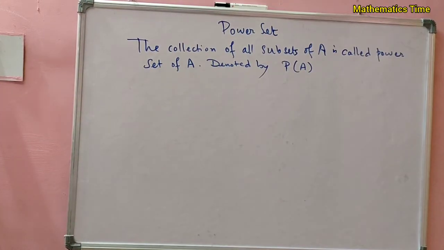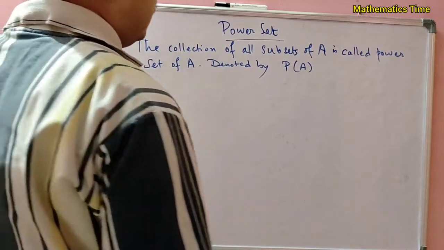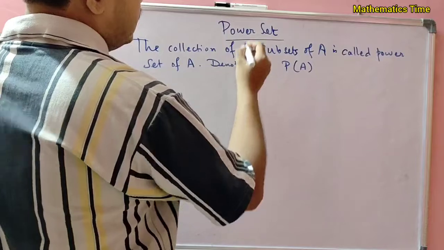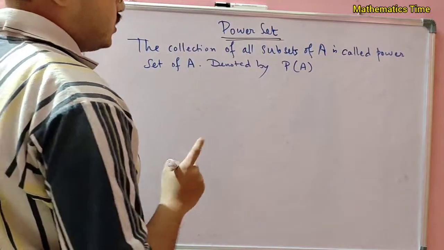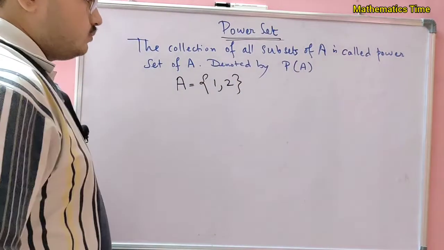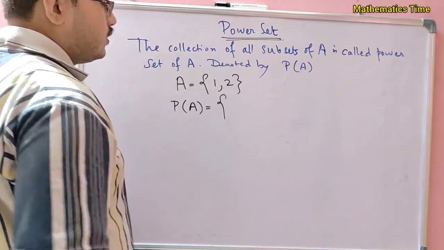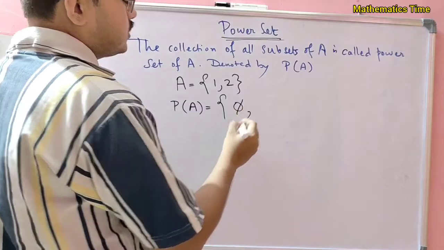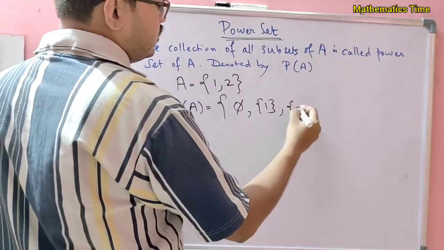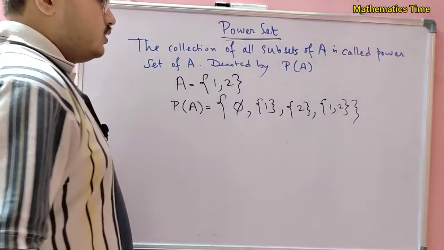So we will talk about power set. The collection of all subsets of A is called the power set of A and denoted by P(A). You must remember that every element of the power set is also a set. Okay, if we take a set A which is {1, 2}, then the power set P(A) will be φ, the null set, then the singleton set {1}, then the singleton set {2}, and finally the set A. This is the power set of A.